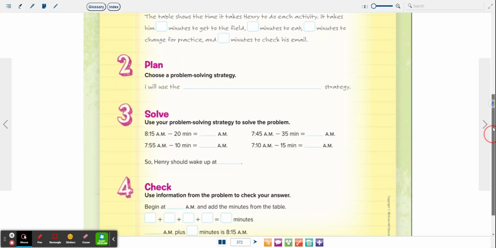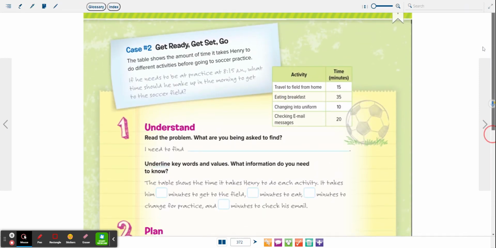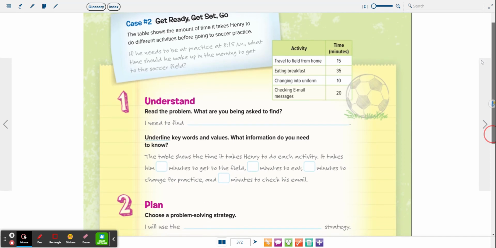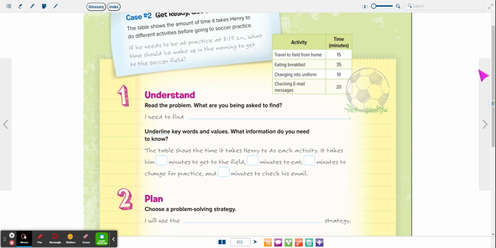Okay. Now let's go on to case 2. Get ready, get set, go. The table shows the amount of time it takes Henry to do different activities before going to soccer practice. If he needs to be at practice at 8:15 a.m., I'm going to underline that because that's important for me. What time should he wake up in the morning to get to the soccer field? He needs to be there at 8:15. What time does he need to wake up?